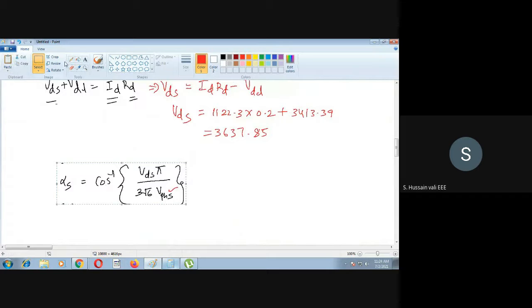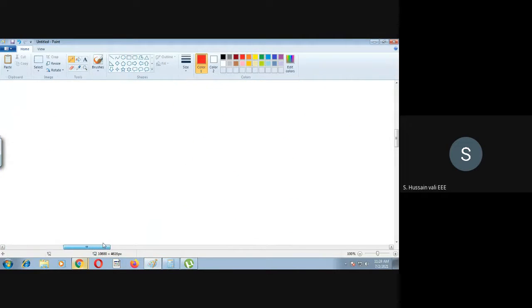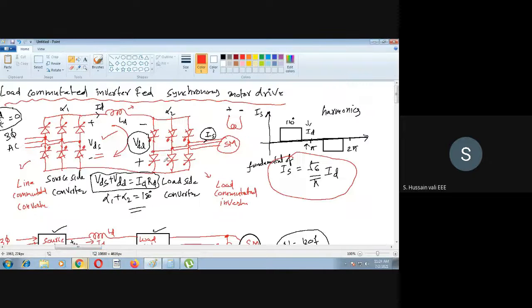Okay, we'll substitute this here now. Yes, please. Sir, did we take the VD value as negative there? VD value is positive. See here, I will show you the circuit diagram. So you see the circuit diagram. Here we have taken minus plus.